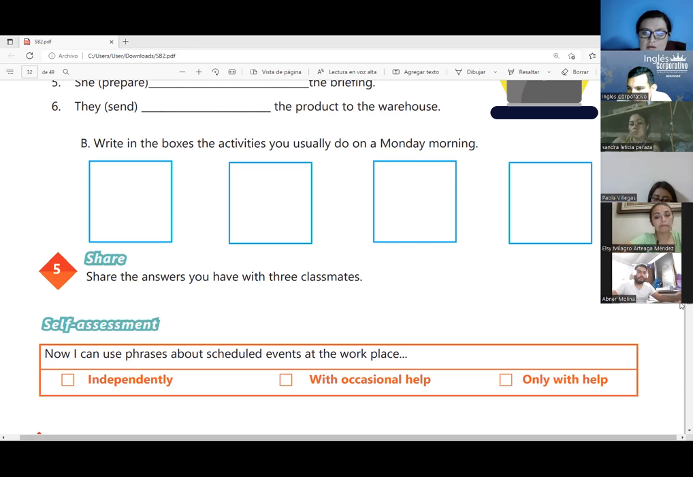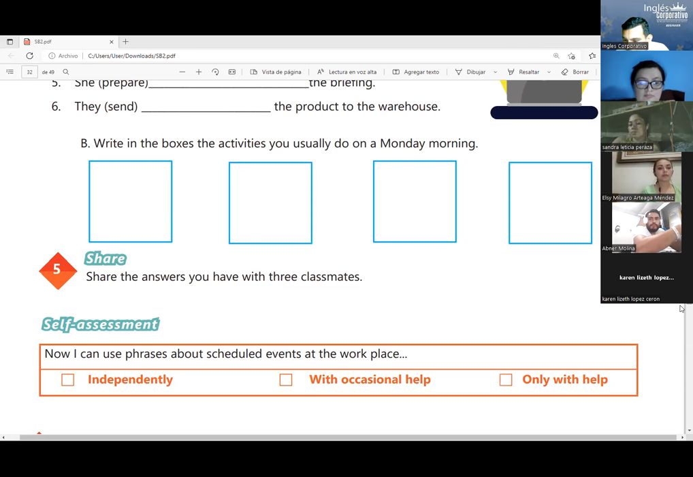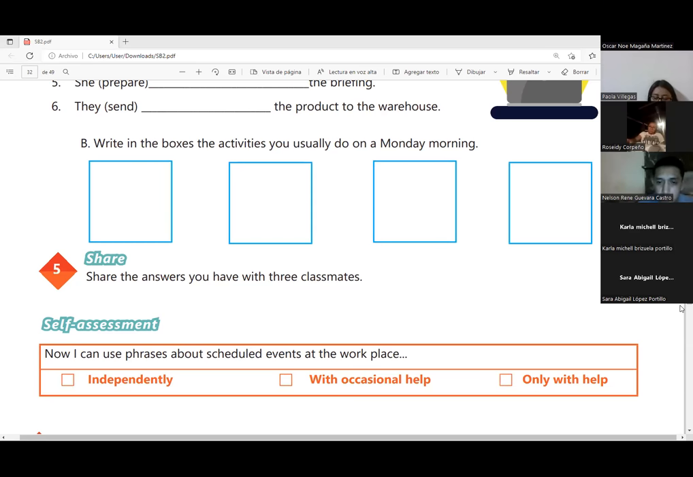Excelente, Miss. Vamos con Miss Joanna. Okay. I always have a status with my coworkers. Status. Good, Miss. I usually answer emails on Monday morning. Excellent. A lot of emails, I guess. Yes. Excellent. Okay. Otro voluntario. Thank you, Miss Joanna. Me, teacher. Thank you, Miss Sara.